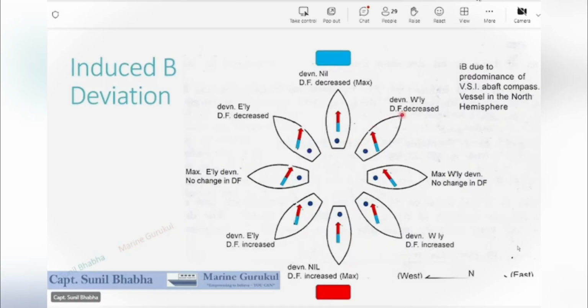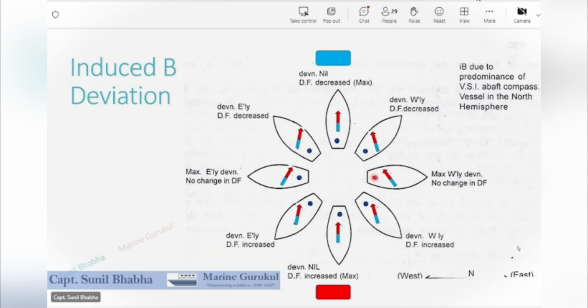Now the ship goes on a northeasterly heading. On the northeasterly heading, the blue pole of the funnel comes to southwest of our compass needle. Now when it comes southwest of the compass needle, it is no more aligned with the magnetic field of the Earth. So it starts repelling the south end of the compass needle, and the compass needle turns anti-clockwise, or a westerly deviation is generated.